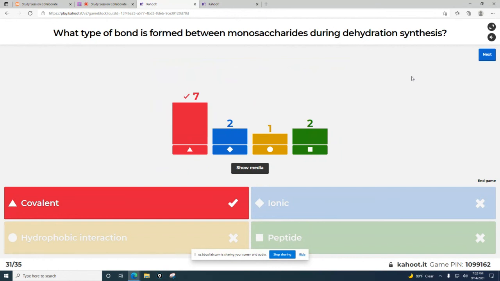Hydrophobic interactions, remember those are associated with the side chain interactions. So that's not even really a bond. And then peptide bond, what are these associated with? Amino acids. Yeah, amino acids linking those together to form those proteins. Very good. So covalent bond is what's formed.